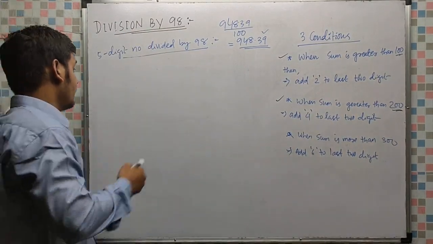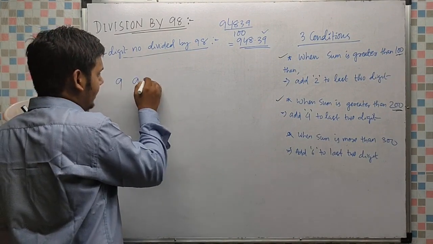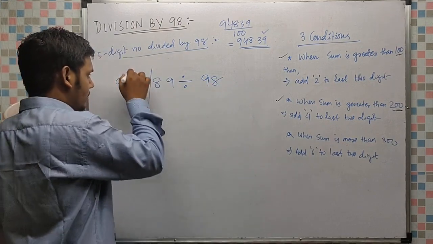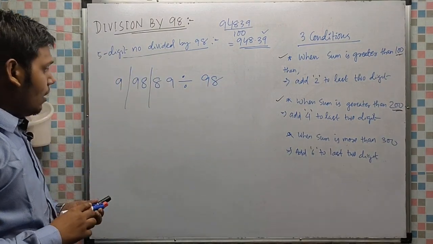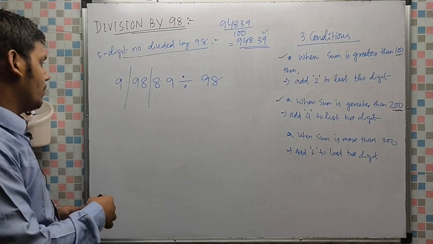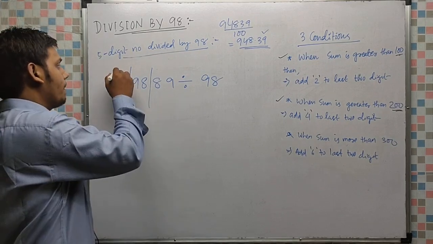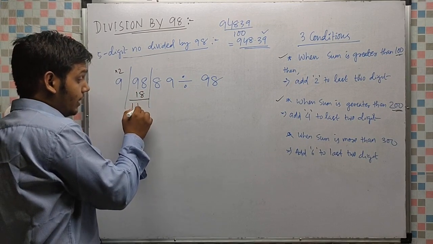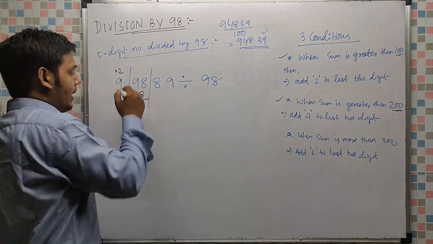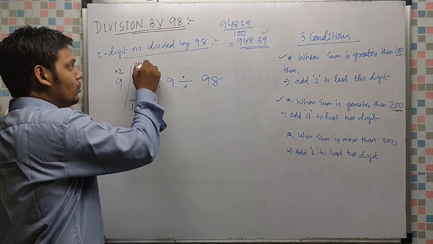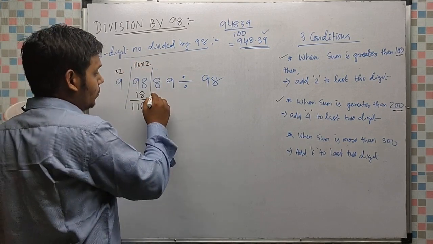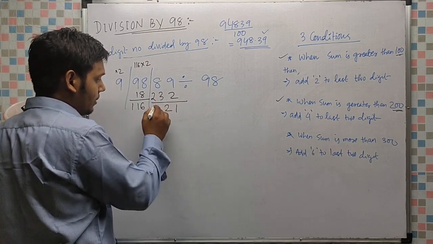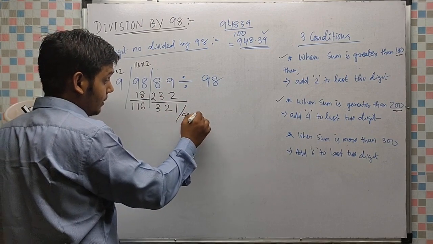One bigger number we will take: 99889 divided by 98. Separated. Now what I have to do? I have to multiply 2. 9 into 2, 18. That is how much coming? 116. Then 116 into 2, that is how much? 232. 9 plus 11, 8 plus 3 plus 11, 321 is coming.